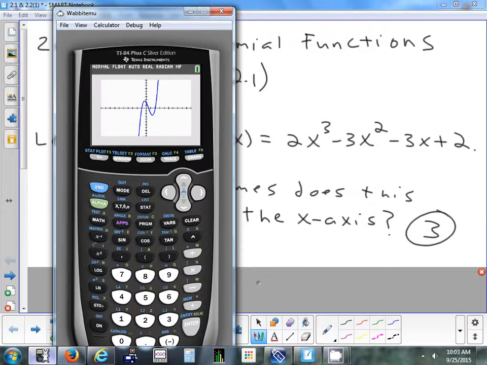Next thing I want you to take a look at is how many times that graph turns. If we look at it, we can see that it's turning twice, once right about there, and then once right about there. If you look at that highest exponent and you take 1 away from it, in this case the highest exponent is 3, take 1 away from it, you get 2. That tells us how many times the graph could turn, so up to 2 times.